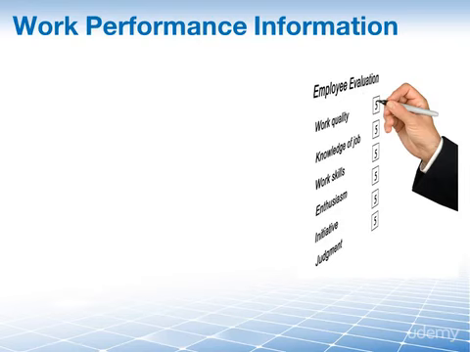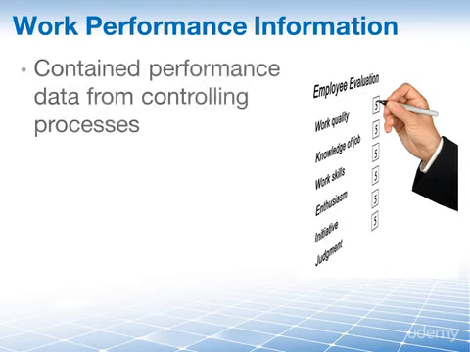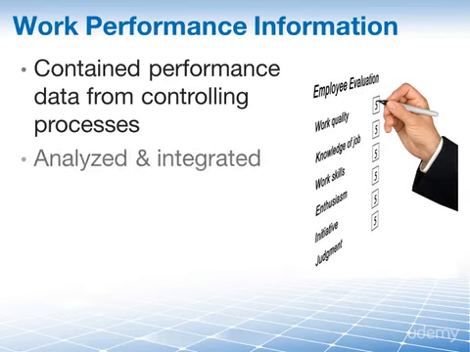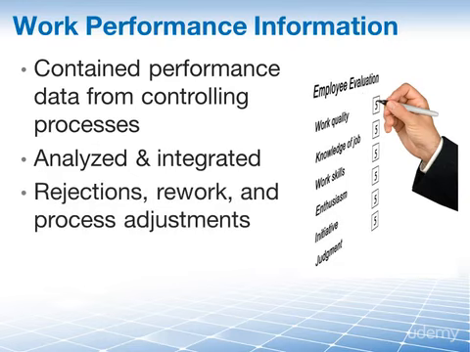The next output is work performance information, which contains the performance data that is collected from many of the controlling processes. It is analyzed and integrated relative to the areas that it is associated with. Some examples include project requirement fulfillment information such as causes for rejection, rework, and process adjustments.